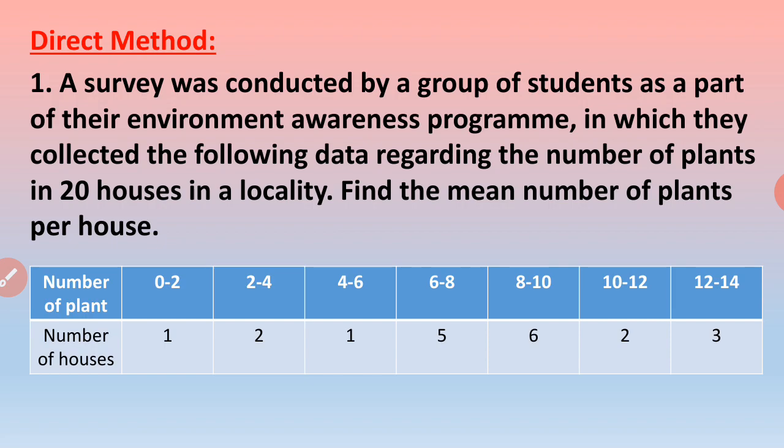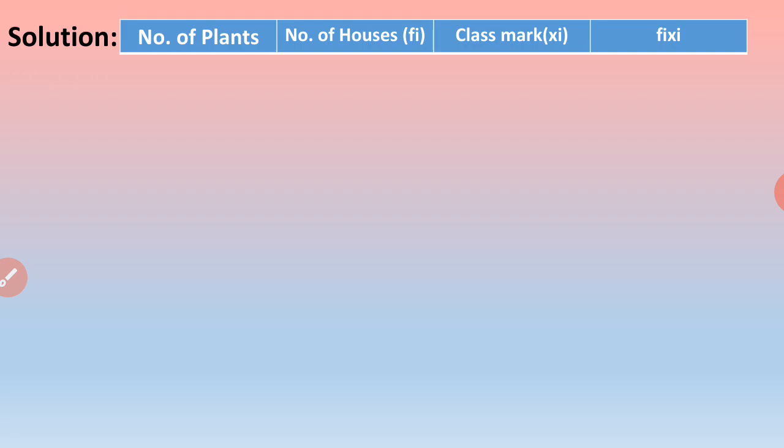Now let's begin with the solution part. We have to find the mean of it. Solution. These are the columns which you need. The first one is number of plants. We are writing in the column way here. Then it will be number of houses. They will be represented as fi, number of houses. That is our frequency. Then comes class mark. We know how to find class mark. It is the upper limit plus lower limit divided by 2. And finally, we will find out fi xi, that is the product of the second and the third column.